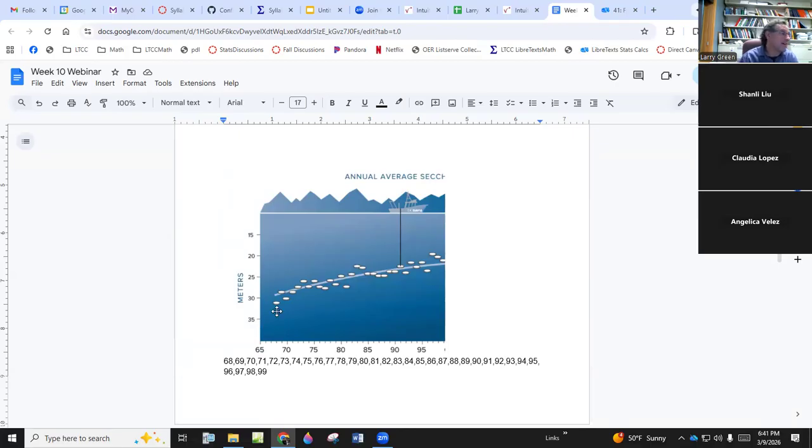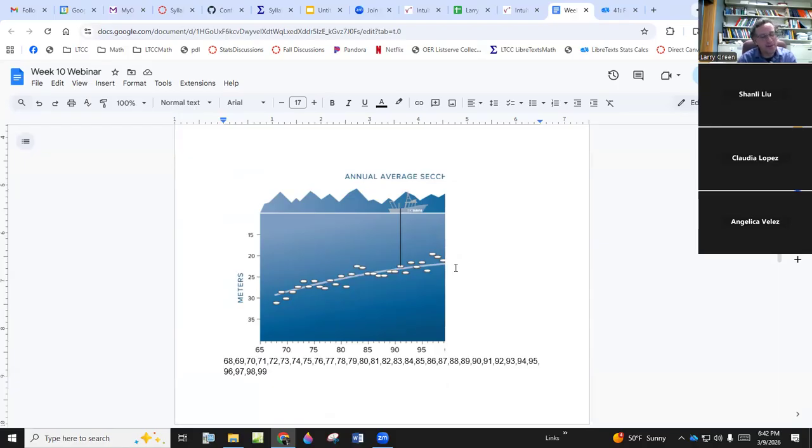Okay, they started around 1968, I believe it was, and they measured it every year. And we look at that and we can see that the way they drew this looks like a scatter plot, doesn't it?